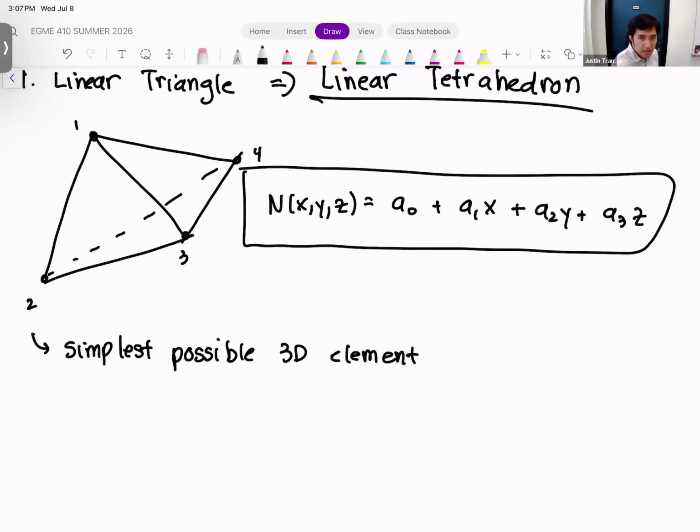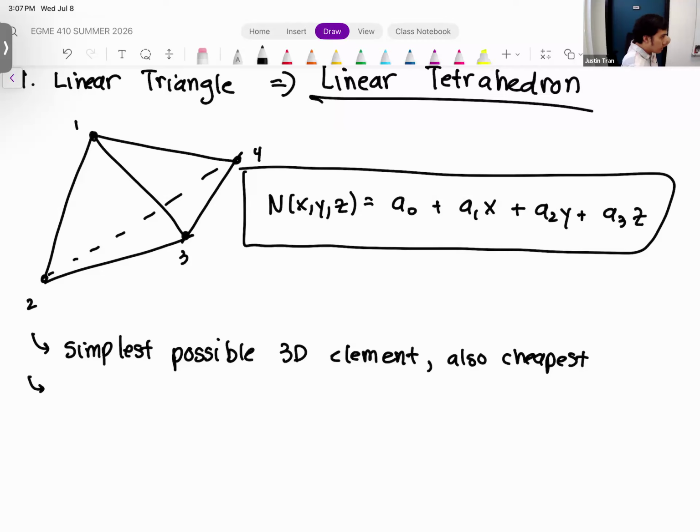And by nature of being the simplest and having the least amount of nodes, it also means that it's the cheapest, right? The computational cost per element is cheapest for the linear tetrahedron. So computing the solution for one linear tetrahedron is going to be cheaper than one quadratic tetrahedron or one quadratic hexahedron. And even though it's the cheapest, it still has some positive properties, right?